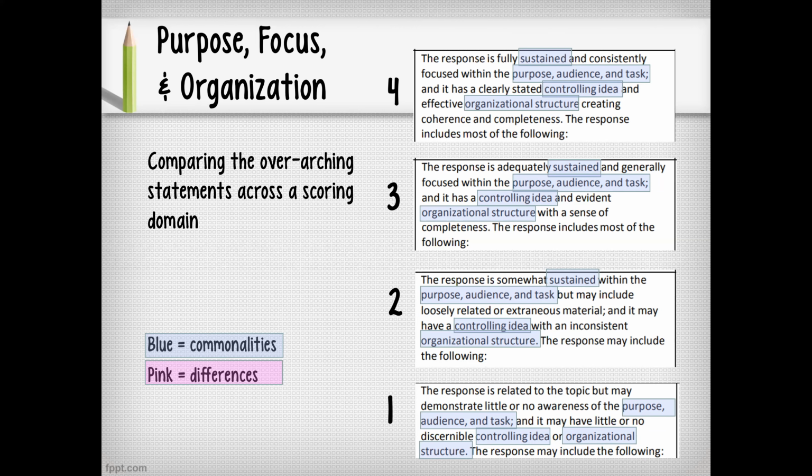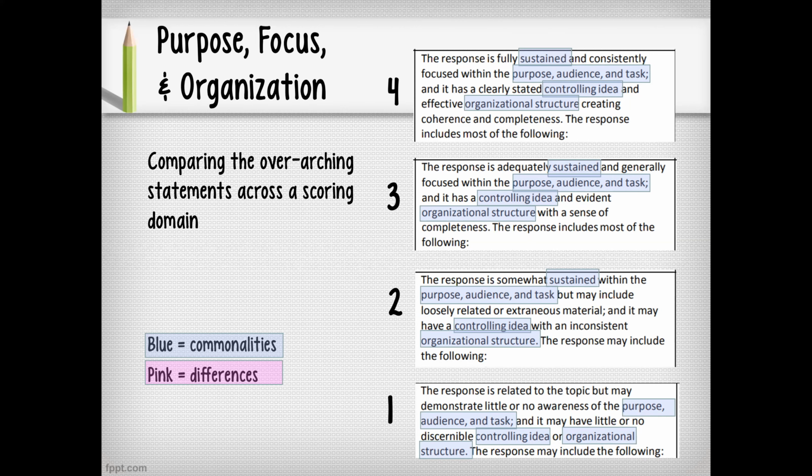Now, the next thing we're going to do is identify the differences, right? These are kind of those descriptors that determine to what extent the student did this or how effectively they did this. So this is where we'll take our second color. And for me, I'm using pink.